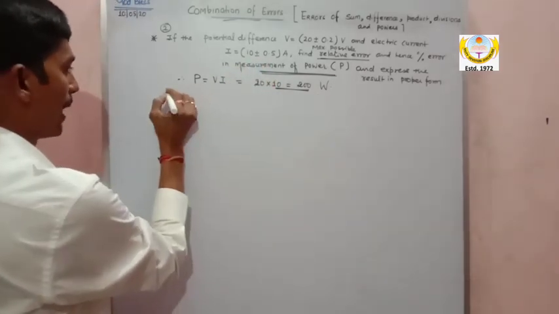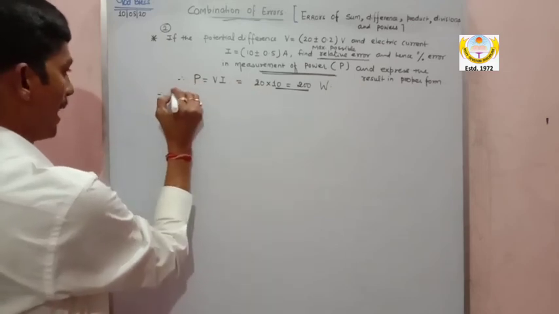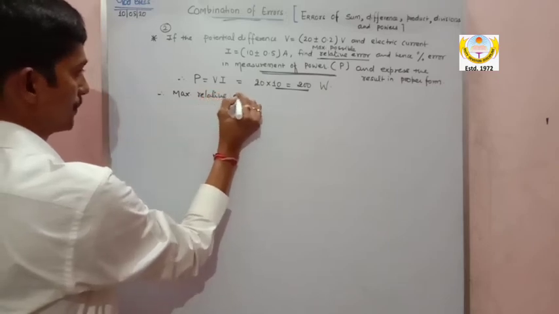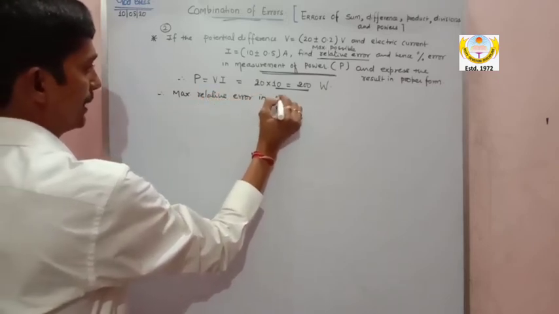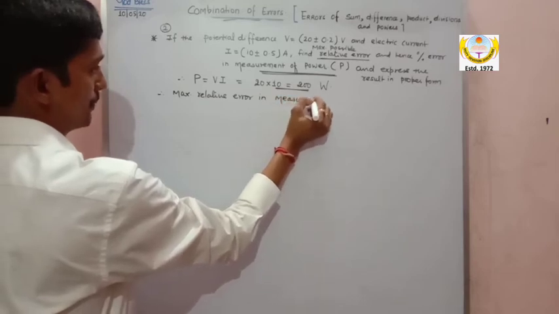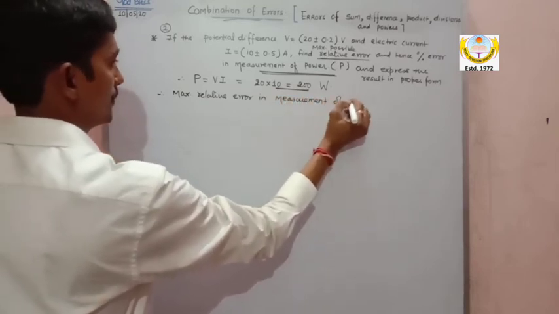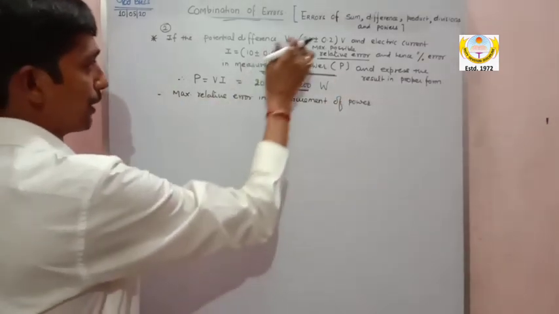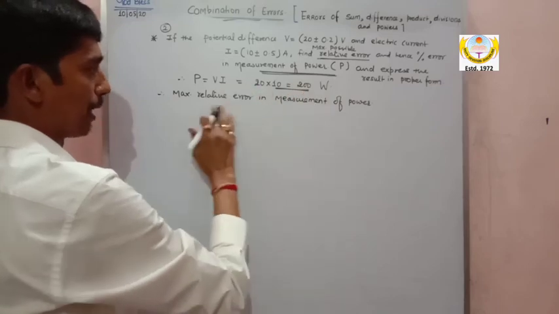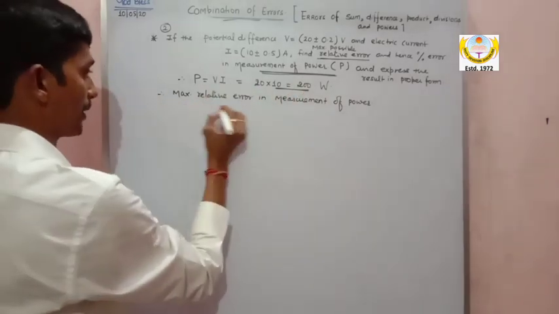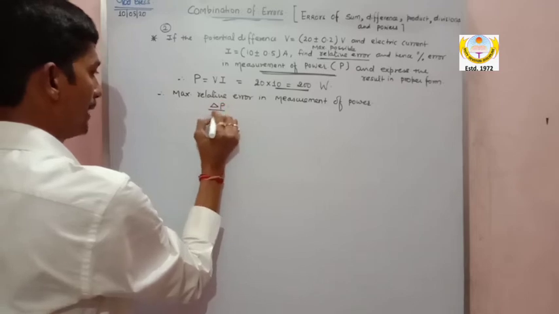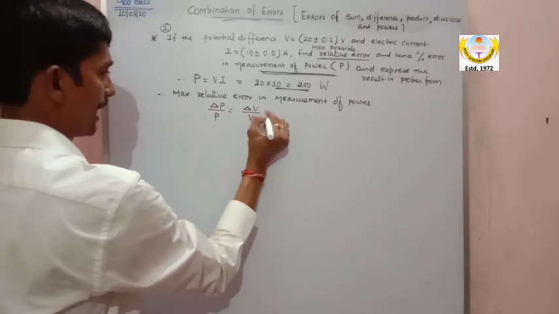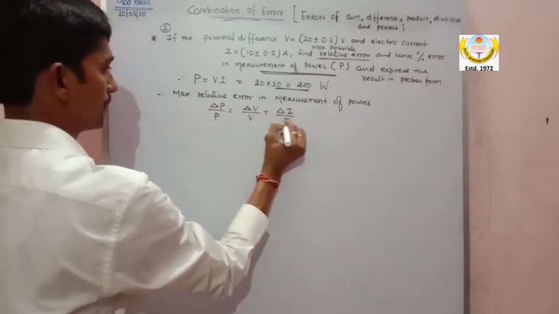Now, error in power, relative error, maximum. Therefore the maximum relative error in measurement of power. How did you understand it? This is the true value of power. And now the maximum relative error in measurement of power is delta P by P is equal to delta V by V plus delta I by I. Just now we did it.